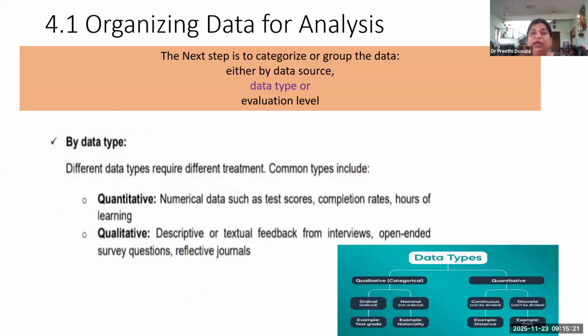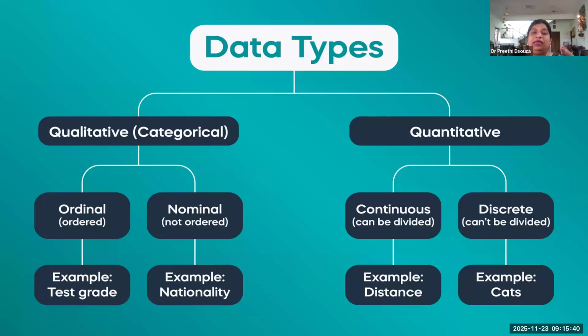Second, you categorize the data based on the data type, either quantitative or qualitative. Quantitative, you have taken numerical data. Qualitative, you have taken feedback, interviews, open-ended questions. You know about this, okay? If it is qualitative, it is called categorical data, which takes the form of either ordinal or nominal. Order, ordinal; no order, nominal.